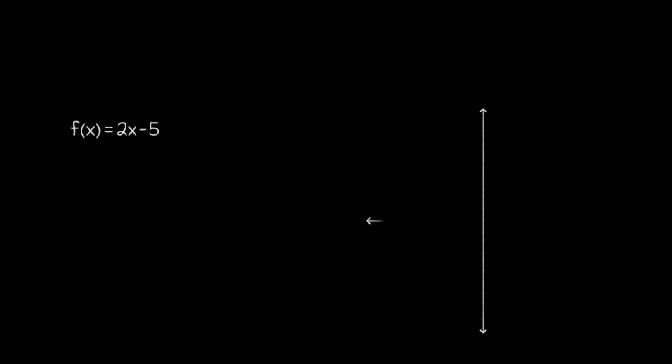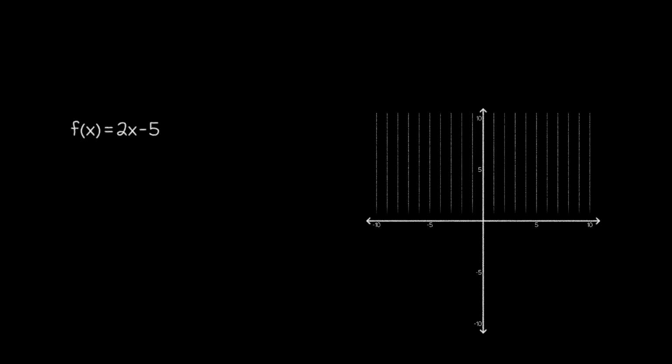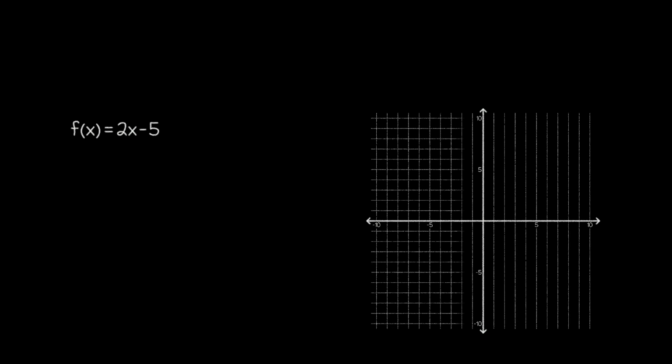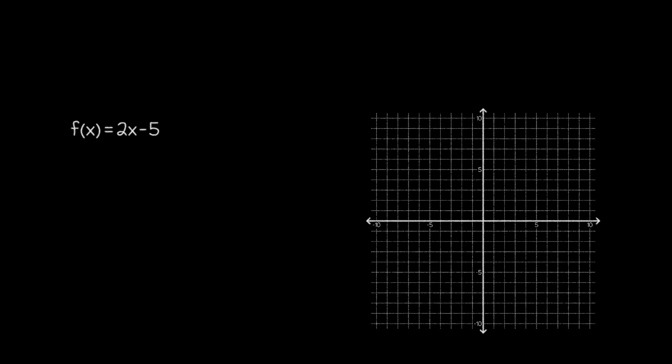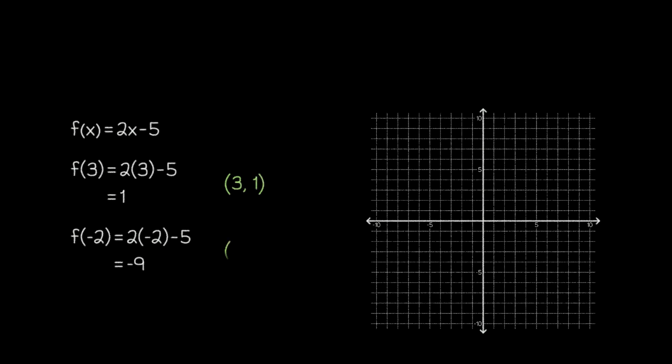When graphing a function, a good starting place is to find several ordered pairs that represent inputs and outputs for that function. For example, for this function f, we can see that when our input is 3, the output is 1. And when our input is -2, the output is -9. So let's turn these into ordered pairs and plot those ordered pairs on the graph.